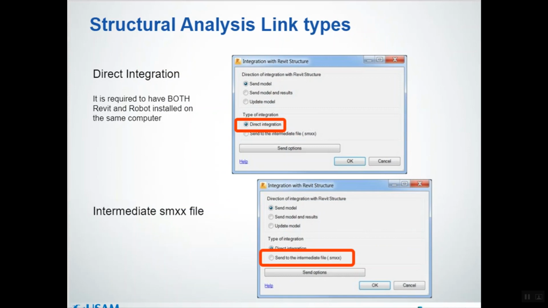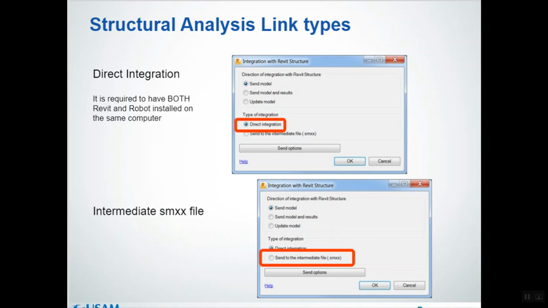So how does integration work between these two softwares? Yes, in Revit Structure and in Robot, we'll be having this kind of dialog box when you try to open the integration menu. Under this, we are having the options called Send Model and Results, and Update Model, right? So we'll be having two choices of integration. We'll be having direct integration and we'll be having send to the intermediate file. So what is meant by direct integration and what is meant by send to the intermediate file?